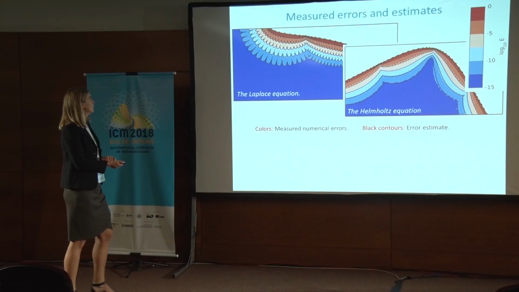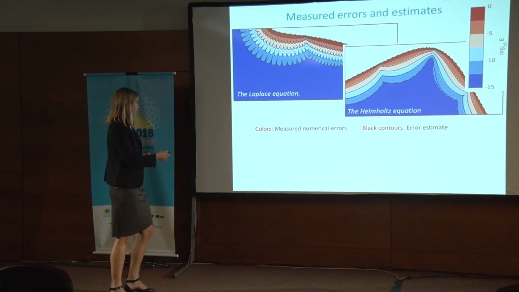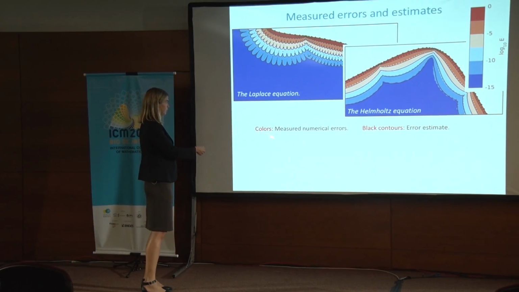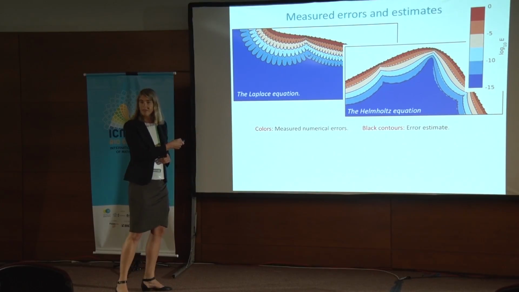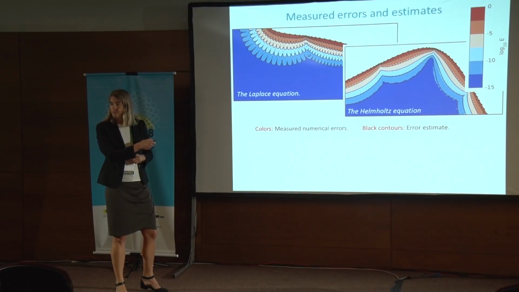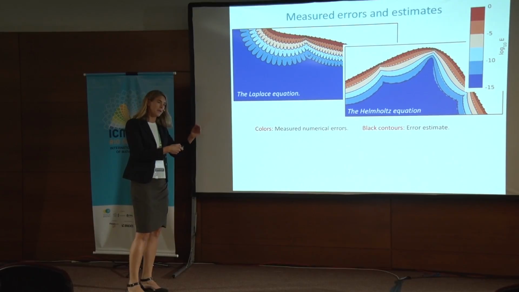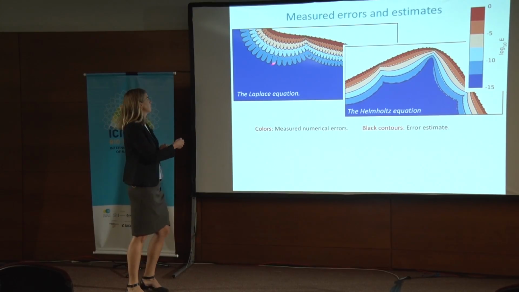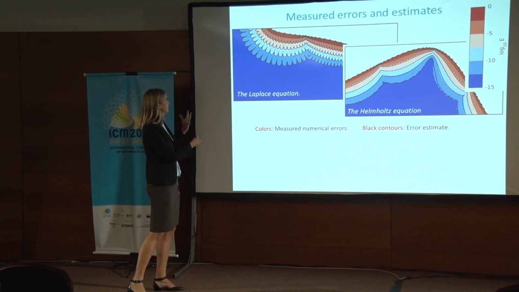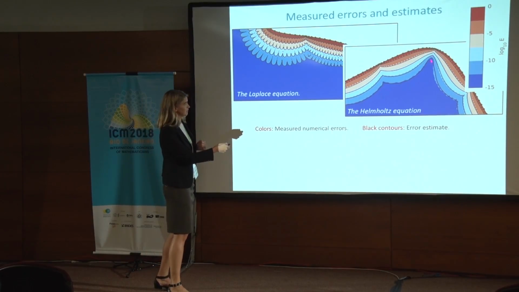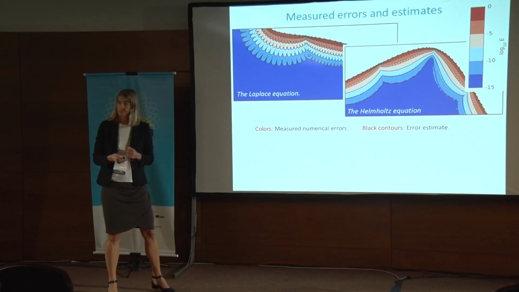OK, so if we look at this, now again, I'm plotting the errors. The measured numerical errors are the colors. But the contours are actually the estimates. So we were quite amazed. You see the black contours here? This is the error estimate that we produced. So it's not an upper bound. We can make an upper bound too, but then we did more detail. We did it to be like a practical estimate that we can really use. So you see how close it is. And also for the Helmholtz equation, it's very close.